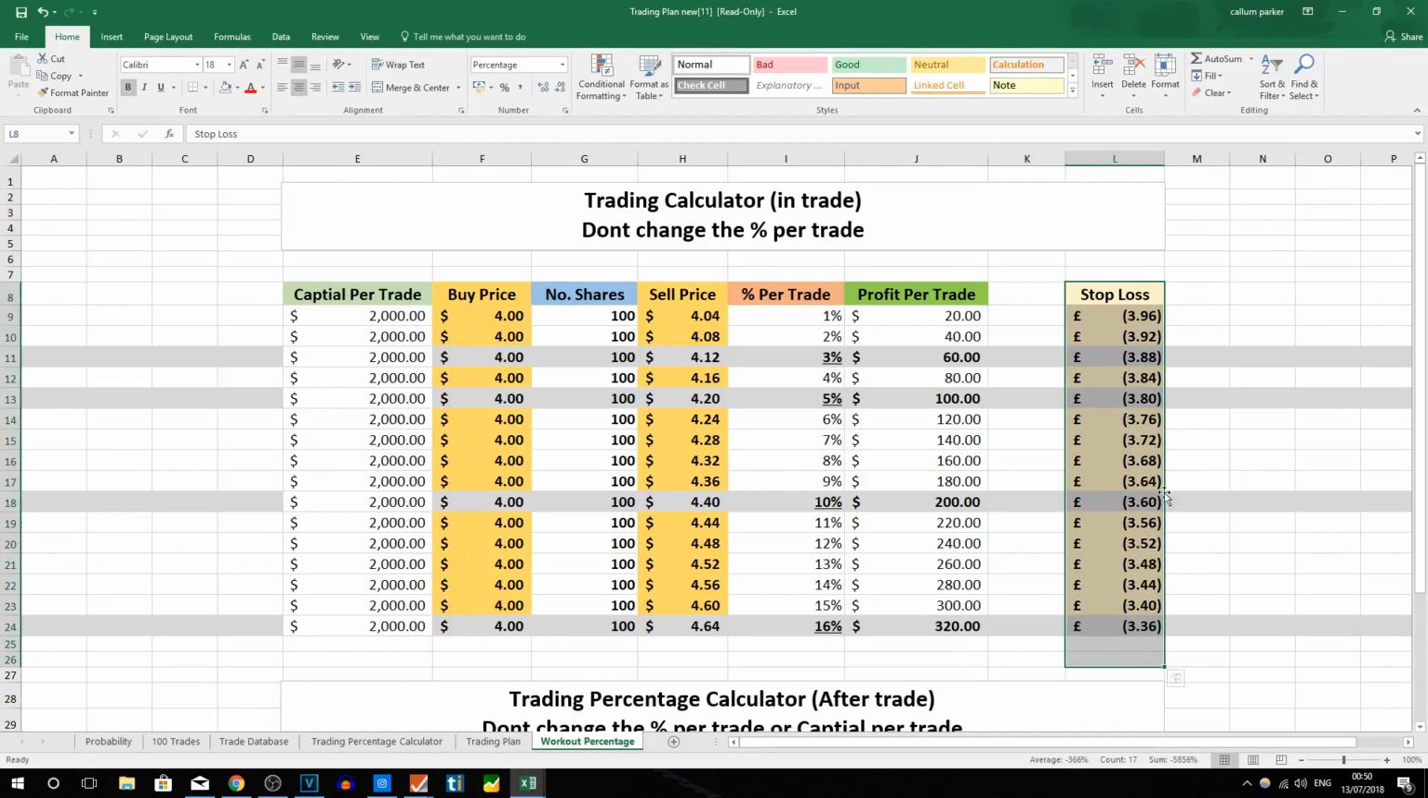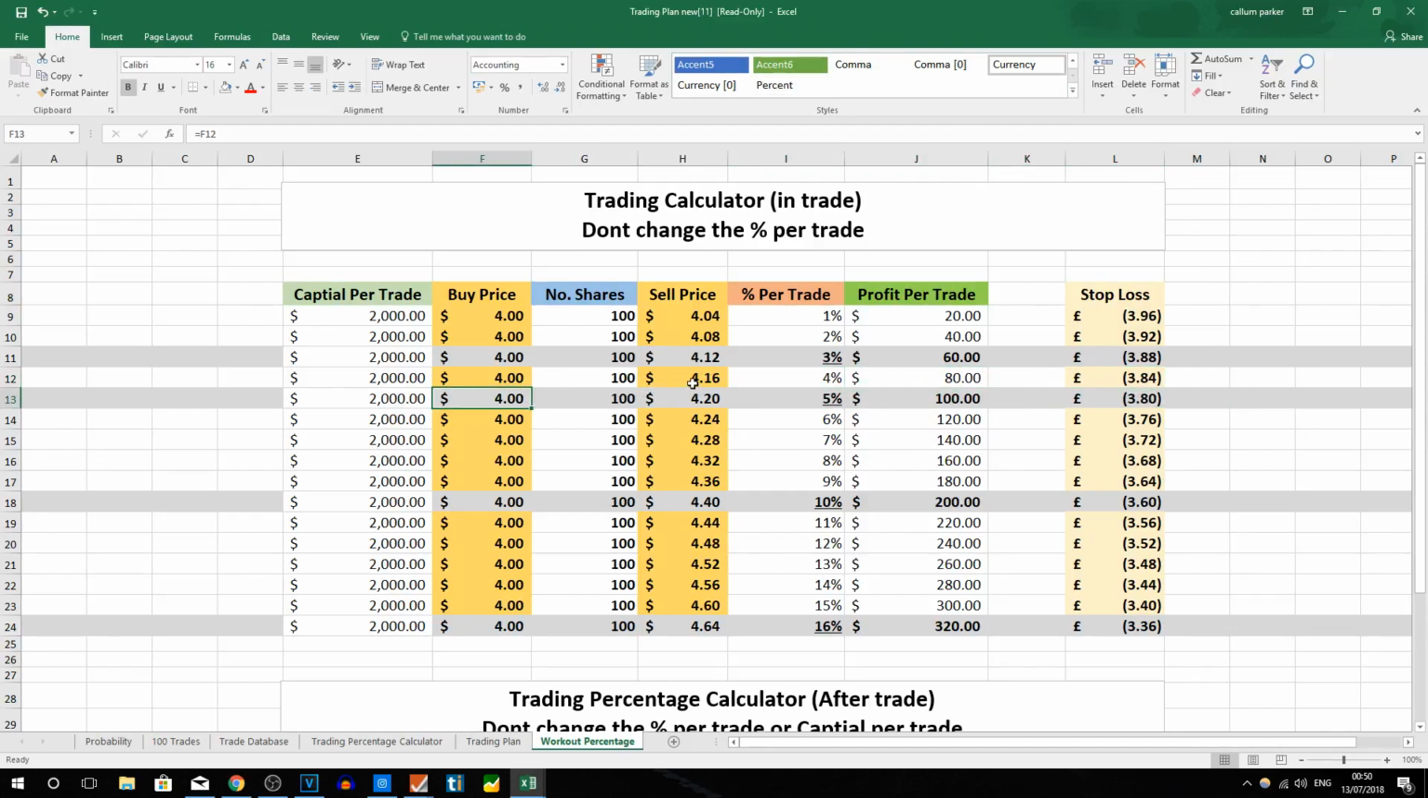Then my stop losses are down here. So basically, if I'm buying in at $4 and I want my sell price to be 4.16, my stop loss would be around here. My stop loss will always be half. So for example, if I want a 6% gain, my stop loss will be at 3%. So I buy at 4, I'm going to try to sell at 4.24 with a stop loss of 3.88.